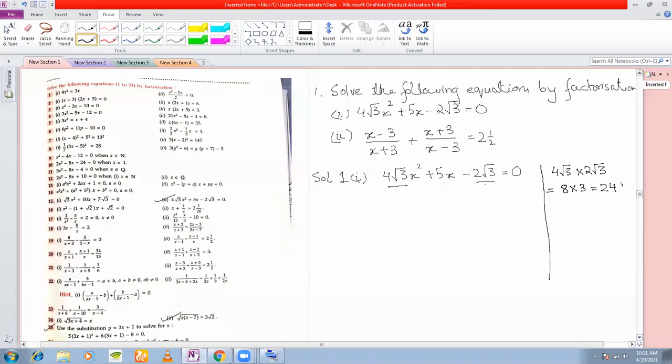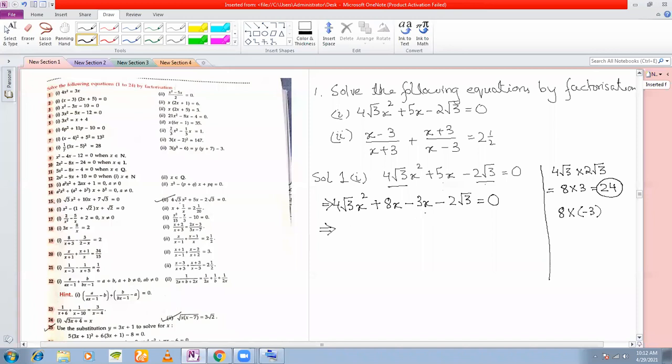Now the question is to break this 24 into two factors such that the sum of the factors is plus 5. How will you break 24 into two factors such that the sum is plus 5? 3 and 8 should be the two factors, right? 3 and 8. So, what should be the sign? Yes, the factors should be plus 8 and minus 3, isn't it? This should be the factor. Let us break this up. 4 root 3 x square plus 8x minus 3x minus 2 root 3 is equal to 0. Okay.